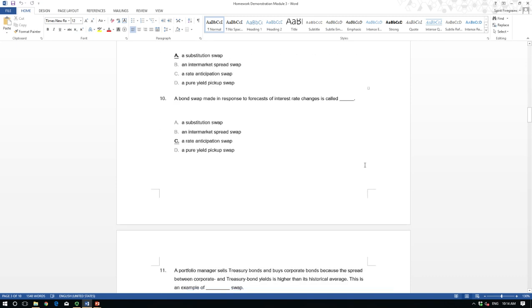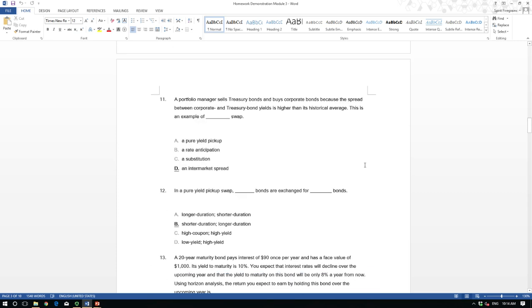Number 10, a bond swap made in response to forecast of interest rate change is called, rate anticipation swap. Number 11, a portfolio manager sells T bonds and buys copy bonds because the spread between Treasury and copy bond yield is higher than its historical average. And this is the example of what? Well, investors move their bonds from Treasury securities to copy bonds. Of course, this is intermarket swap or intermarket spread swap, because investors can get higher return due to the increasing spread between Treasury securities and copy bonds.